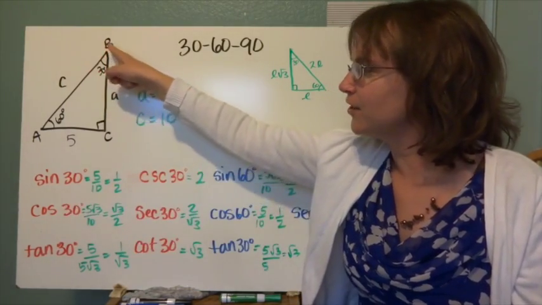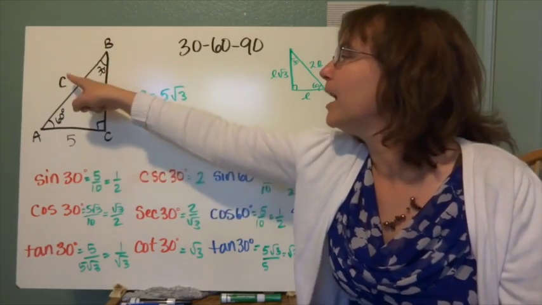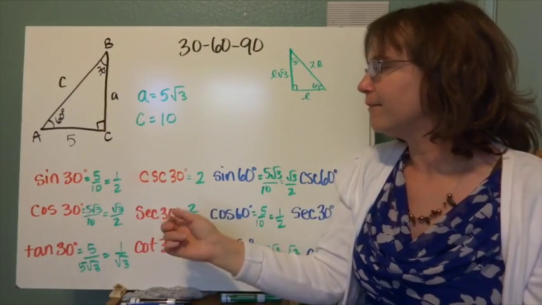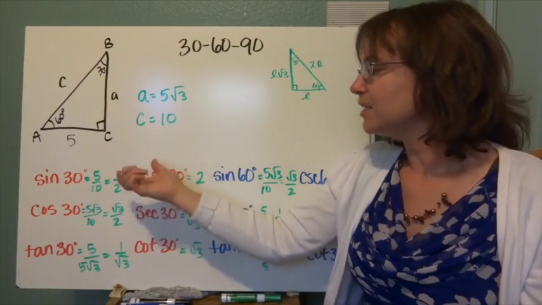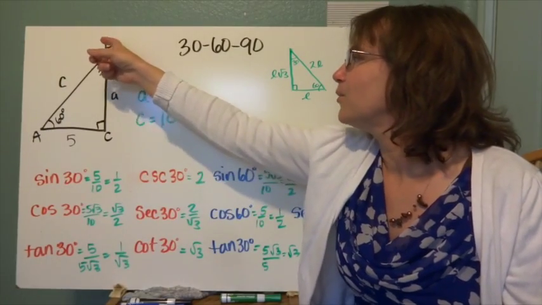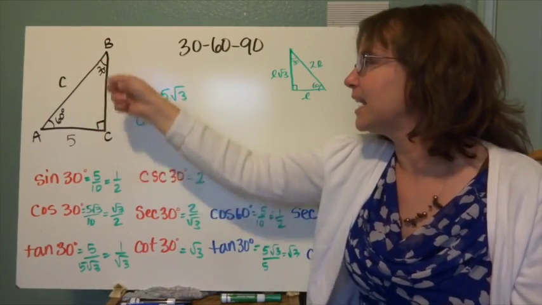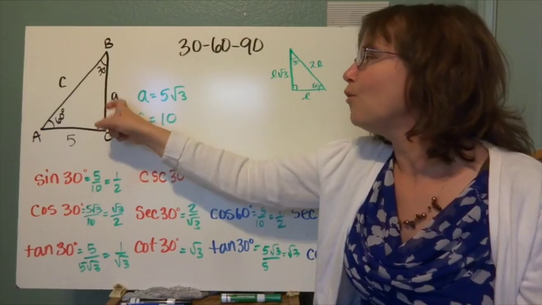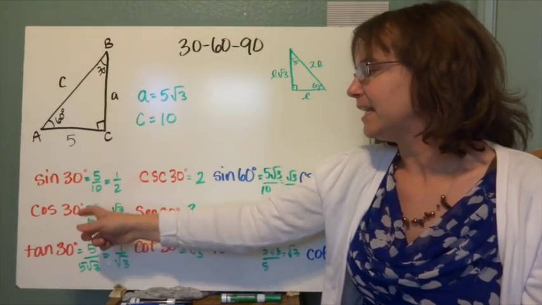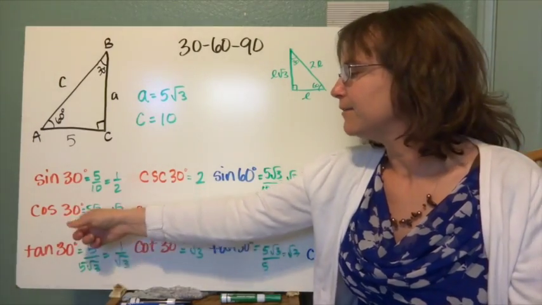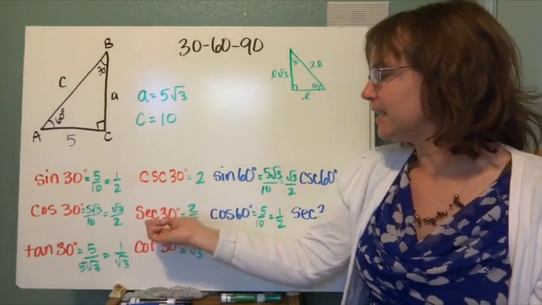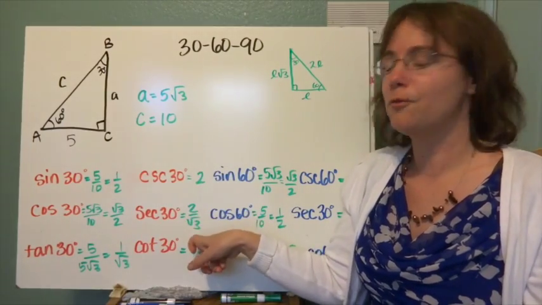So sine of 30 degrees is going to be opposite over hypotenuse. Hypotenuse is 10. 5 over 10, which is just 1/2. Cosecant of 30 degrees, just that reciprocal, so it's just 2. Cosine of 30 degrees is going to be adjacent, this A side, which is 5 rad 3, over the hypotenuse, which is 10. So 5 rad 3 over 10, and then go ahead and simplify this. 5 over 10 is just 1 over 2. So I have rad 3 over 2. Secant is just that reciprocal, 2 over rad 3.